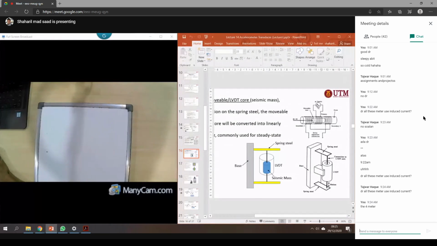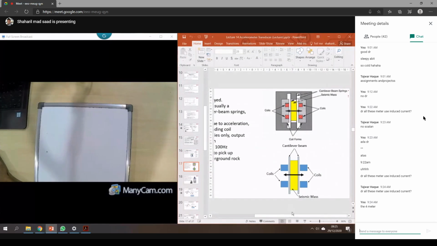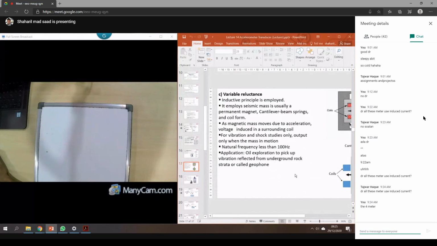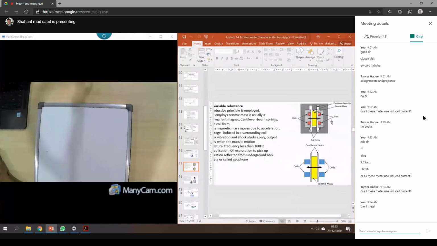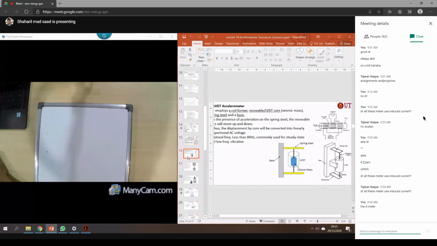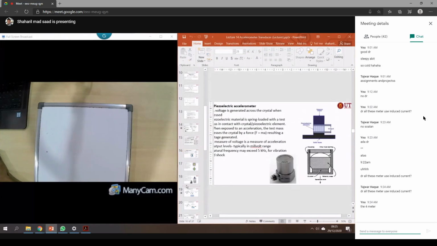Supply sources, right? Here, and then you can read the output from here. And it's the same thing with the variable reluctance from here. Because you use some coil, it means you need to inject some current here, right? So that you will get the output from here. For the piezoelectric accelerometer, you don't need a supply current. That means the piezoelectric itself will give you an output voltage.